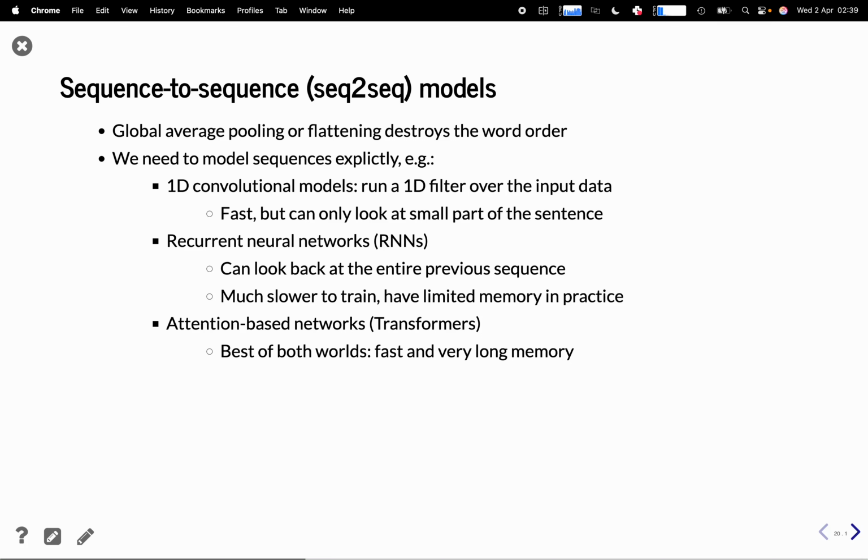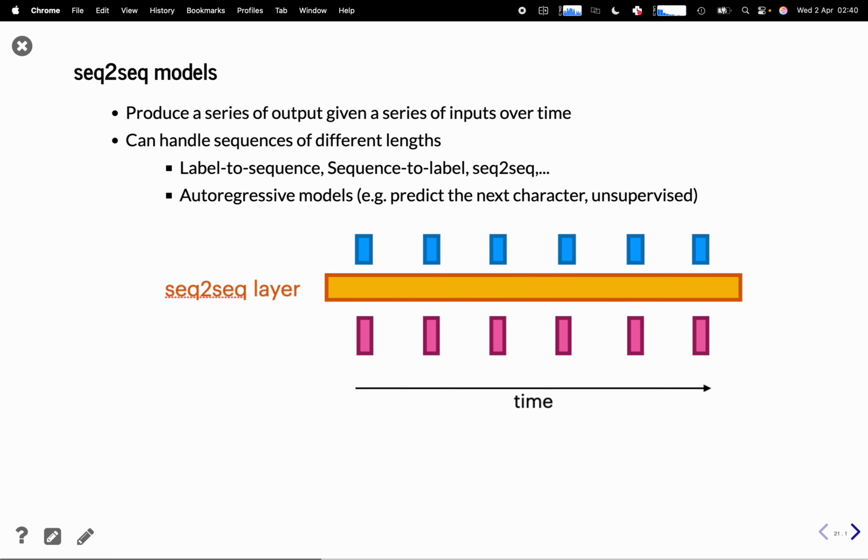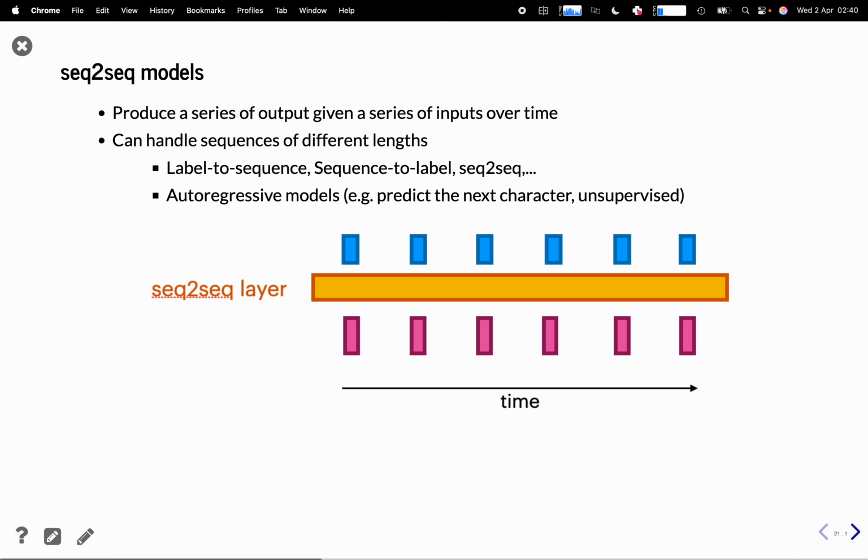Hello, welcome back to our machine learning course, and now we'll learn about sequence-to-sequence models. The main problem we're going to solve is that the previous models we discussed were bag-of-words models, so they don't give information about the order of the words that come in. And so if the order is important, we're going to need a different type of model to deal with that. And this is basically the sequence-to-sequence model.